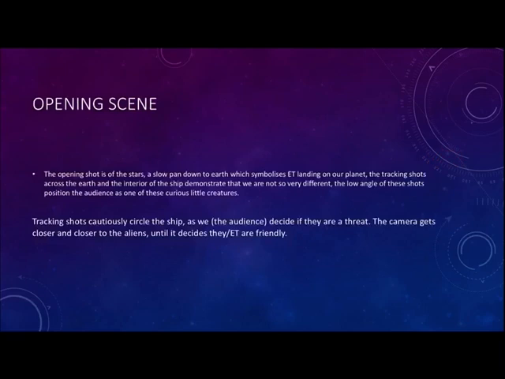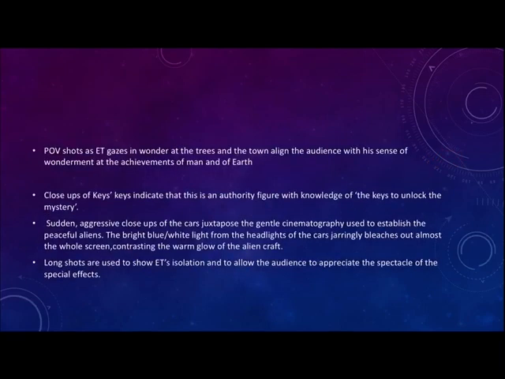And again, to get our sense of trepidation and that sense of danger that we talked about early on, the tracking shots also move cautiously, slowly circling the ship. So we decide then as an audience if they're a threat. And the camera gradually pans closer and closer to the aliens, until we as the audience have decided that E.T. and the aliens themselves are friendly. But notice, the camera isn't just telling a story, it's also reflecting our point of view.